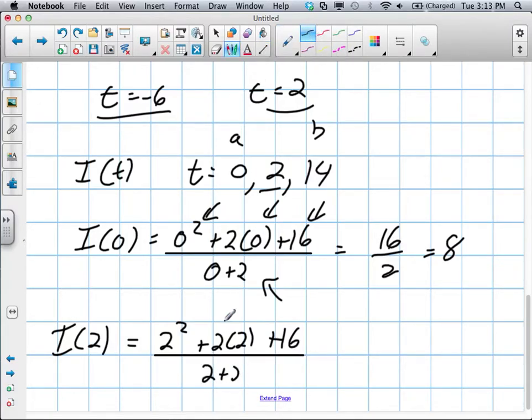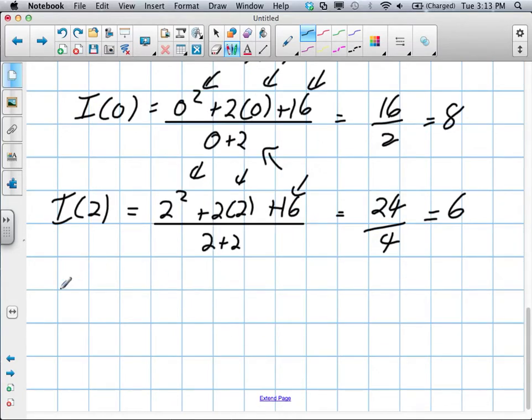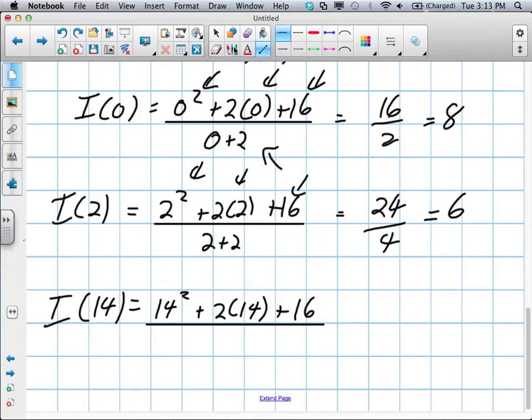Let's talk about what this is going to give us. This will give me 4 plus 4 plus 16, which is 24, over 4, which gives me 6. And finally, I at 14 will not be as easy to calculate. 14 squared plus 2 times 14 plus 16, all divided by 2 plus 14. Instead of solving that, I'm going to tell you what it is. The answer is 15 in intensity.